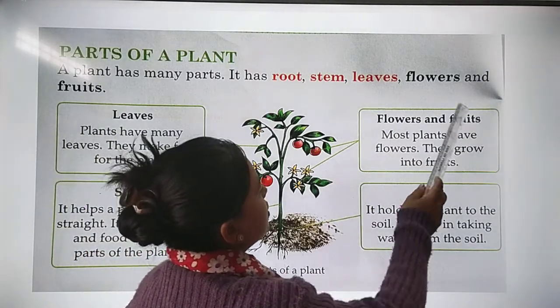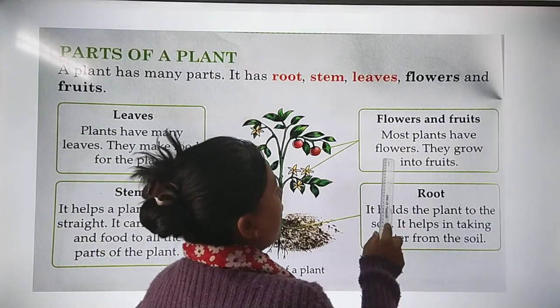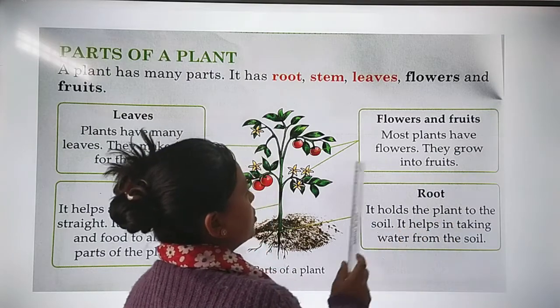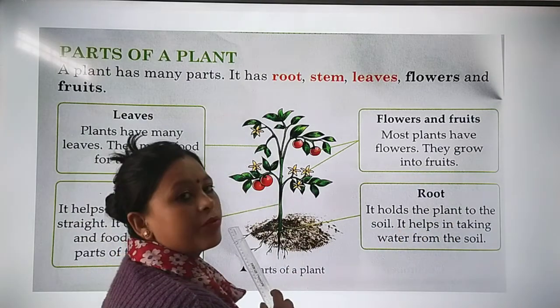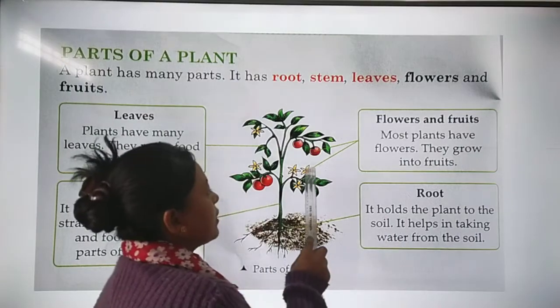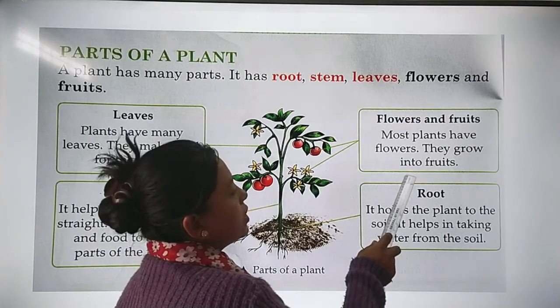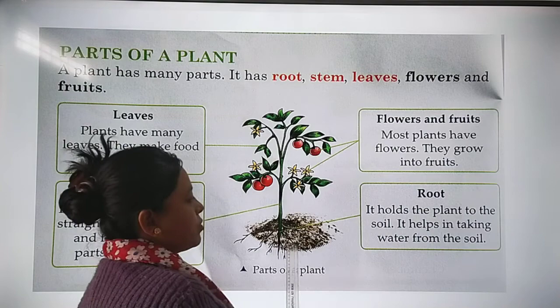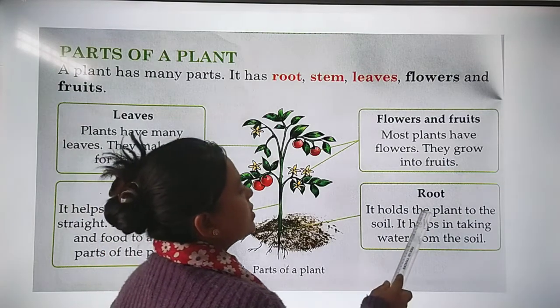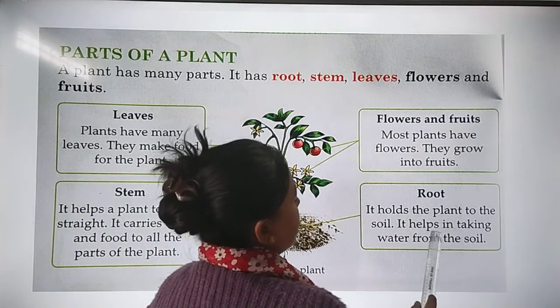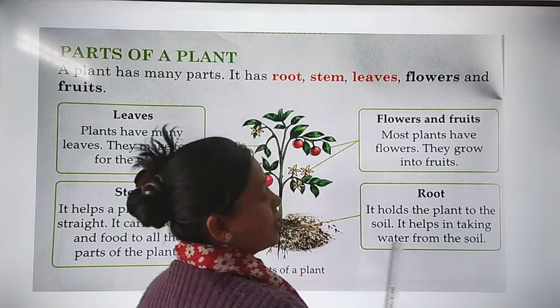Flowers and fruits. Most plants have flowers. They grow into fruits. So most plants bear flowers. Okay, and that flowers grow into fruits. Next one is root. It holds the plant to the soil. It helps in taking water from the soil.